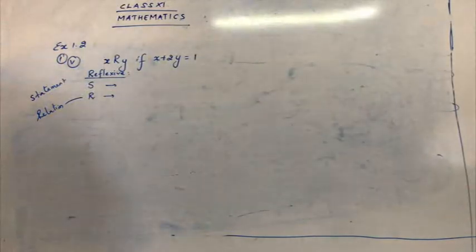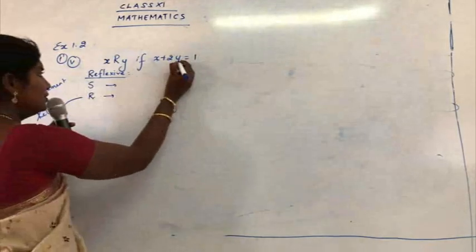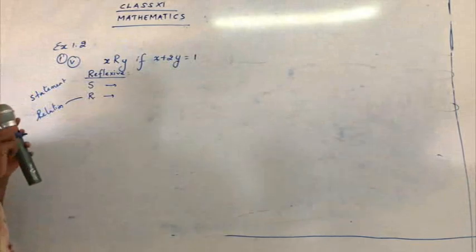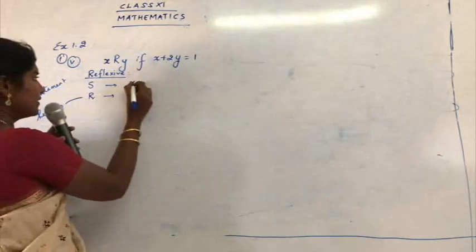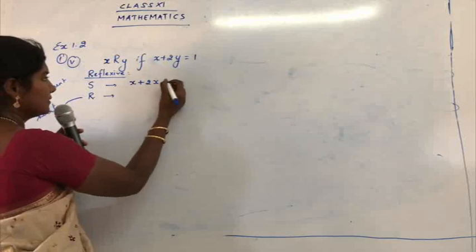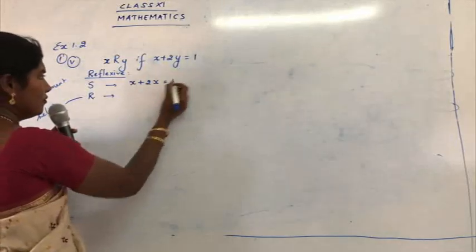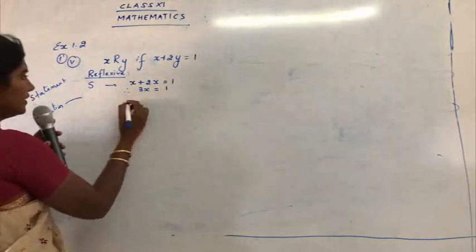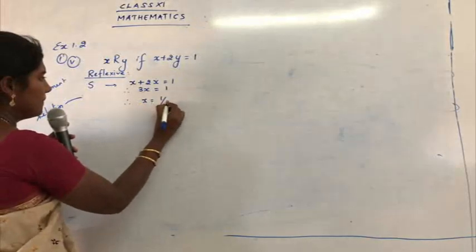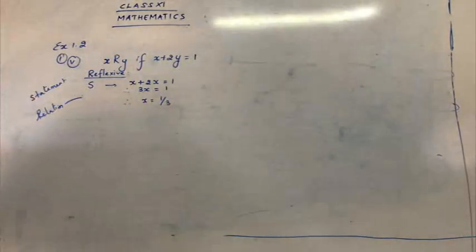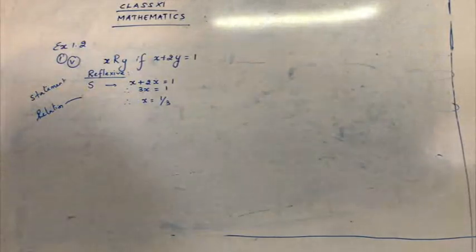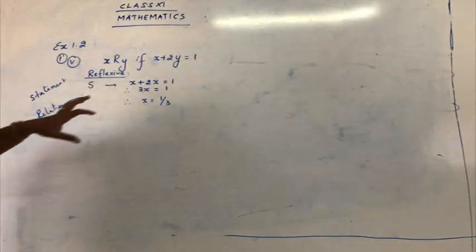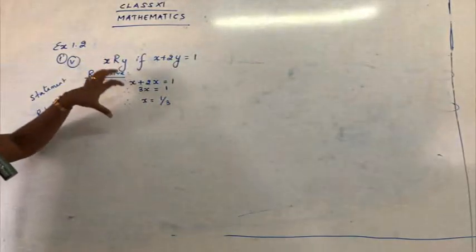Okay, now what is the statement here? X plus 2y is equal to 1. Now instead of y, you are going to change this as x. We are using only one element over here. So statement is x plus 2x is equal to 1. Therefore, 3x is equal to 1. Therefore, x is equal to 1 by 3. So I have just simplified the statement part. That is, the statement was x plus 2y is equal to 1. Now we are interchanging the y in terms of x, because we are following the reflexive part.